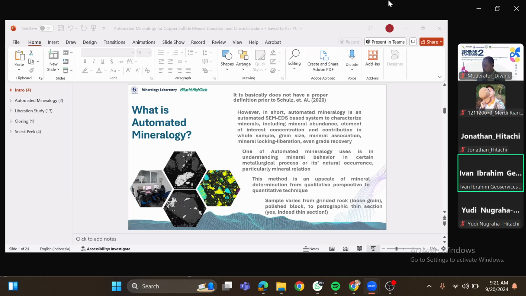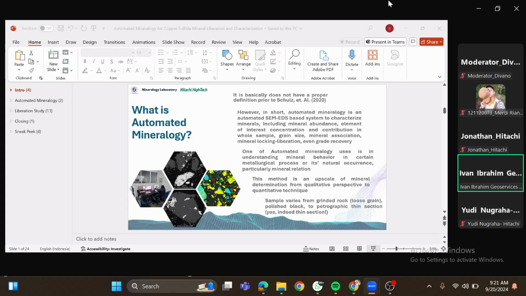Sampelnya apa saja sih sebetulnya, seperti yang tadi Jonathan cerita ya. Itu dari polish block, bisa grinded sample ukuran serbuk. Beberapa case itu bisa di chips, rock yang sudah di slab ya, dalam permukaan. Lalu juga di thin section. Yes, jadi kalau di geologi kita belajar petrografi, itu kan sebetulnya berdasarkan sifat optis dari mineral sendiri. Nah, kita upscale, kita bantu dengan penentuan dan kuantifikasi mineralnya itu dengan sistem Automated Mineralogy AMICS.